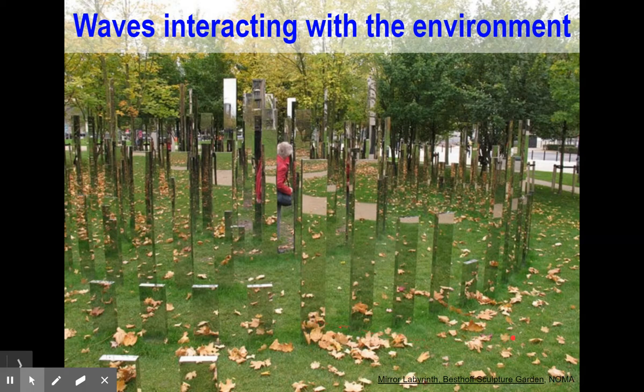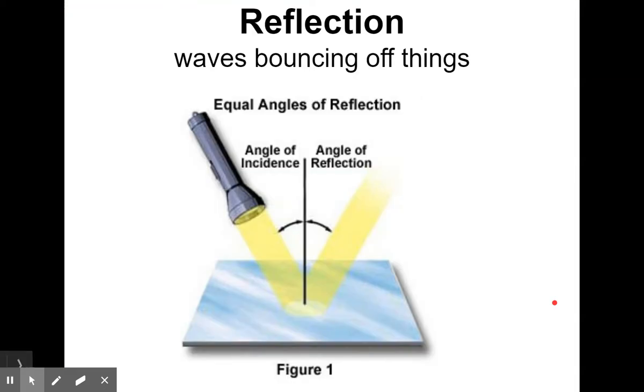Okay, so let's start new material. This next part is about waves interacting with the environment. And this is a cool sculpture that is in New Orleans called Mirror Labyrinth. And you can see it's steel mirrors embedded into the ground. So it gives you a weird feeling. I thought that was cool anyway.